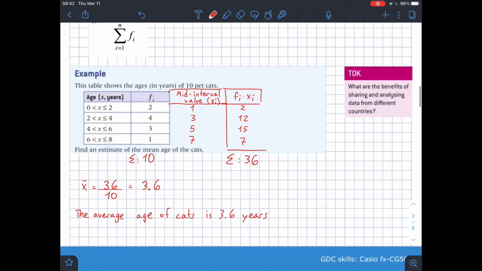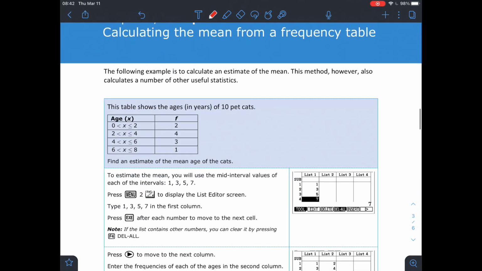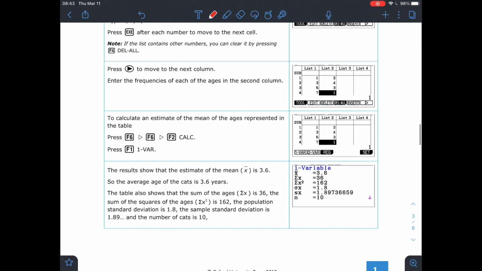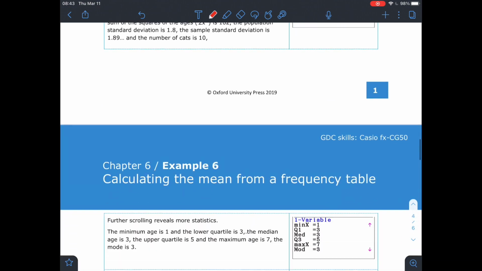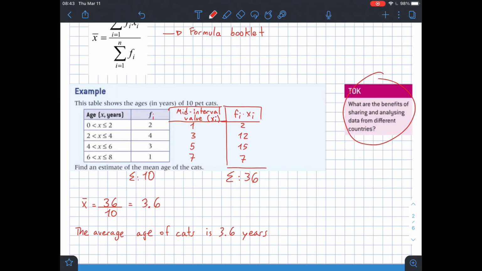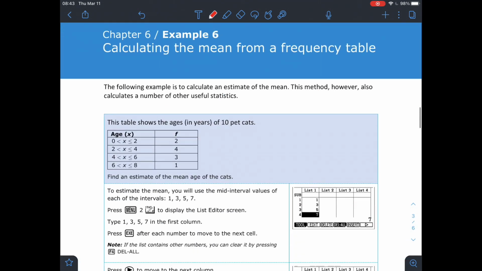If we go back to the assignment, you have the instructions here. The same thing I just explained is rewritten here in case you want to follow this later on, okay? There's an interesting TOK question here for you to read and think a little bit about. It says, what are the benefits of sharing and analyzing data from different countries? So just for you to think a little bit about this.